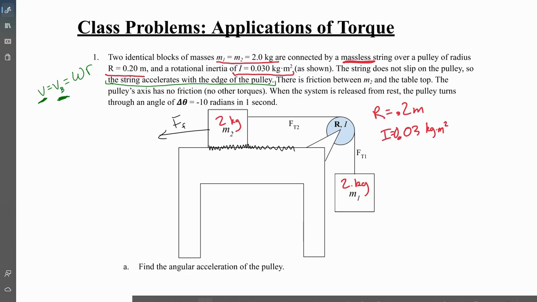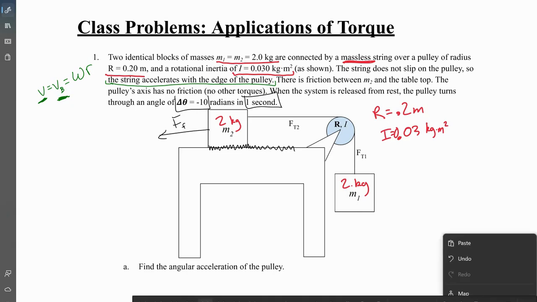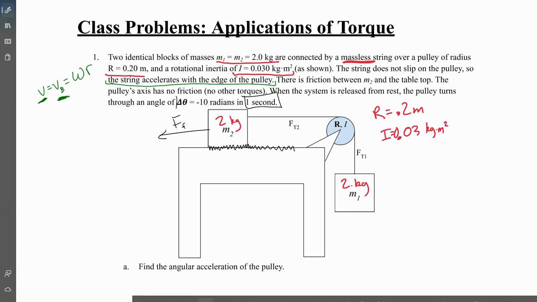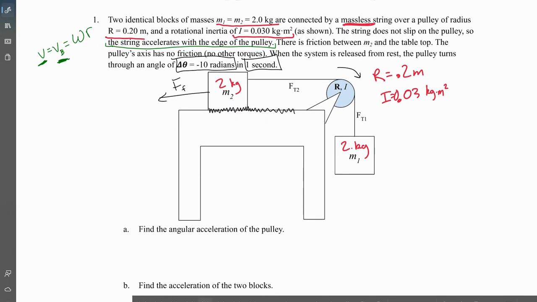When the system is released from rest, the pulley turns through an angle of delta theta is negative 10 radians in 1 second. Remember, negative just means it's clockwise. So that negative sign is not important, but that tells us how far it goes.